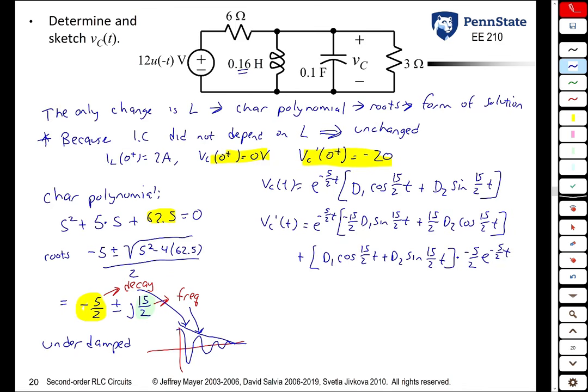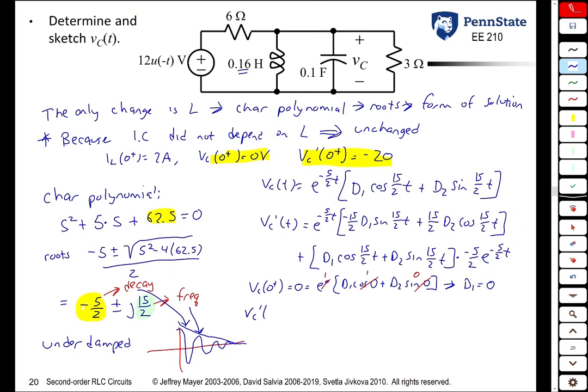So let's do that now. We know that vC(0+) was 0 volts, and that's going to be e to the 0 times d1 cosine of 0 plus d2 sine of 0. Cosine of 0 was 1, sine of 0 is 0, e to the 0 was 1. We end up getting that d1 is equal to 0.